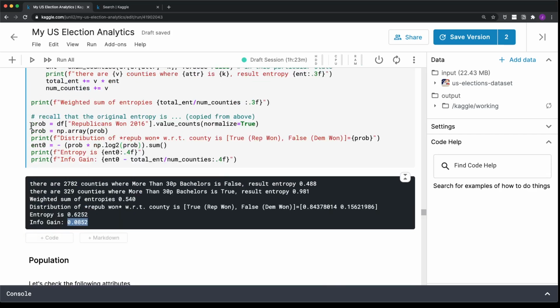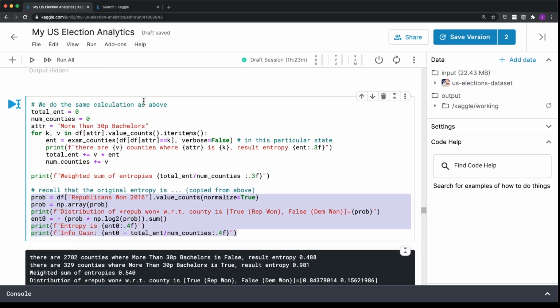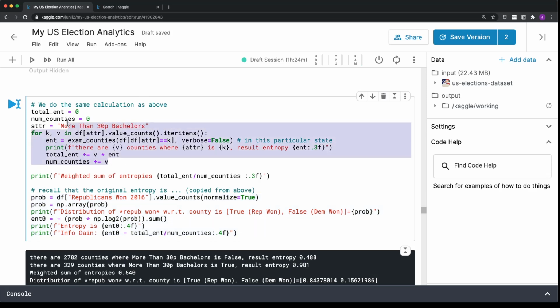I just copied this piece of processing from above. Okay, now you get it, it looks like a routine. We can comfortably summarize this piece of processing into a function. I call that compute the information gain with respect to this attribute.